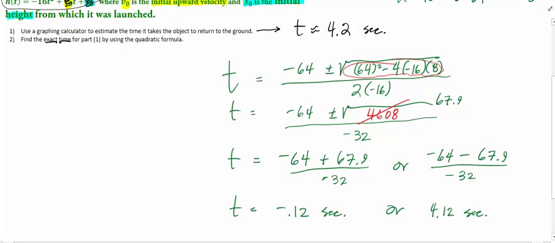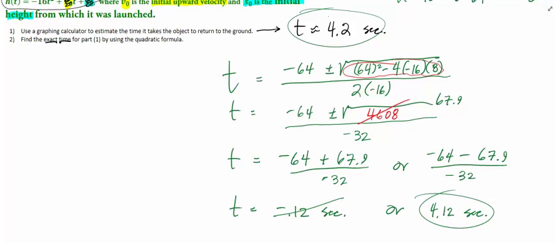Now, which one of those answers is reasonable for what we're really talking about? This is the only one, right? If it's a negative amount of time, that doesn't make any sense at all. And we thought that the estimate was around 4 seconds. It is. It's a little more than 4 seconds, and our estimate was a pretty good estimate. So we found the exact time, roughly, exact is enough for us, by using the quadratic formula. So there we go. I hope that helps, and thanks for watching.